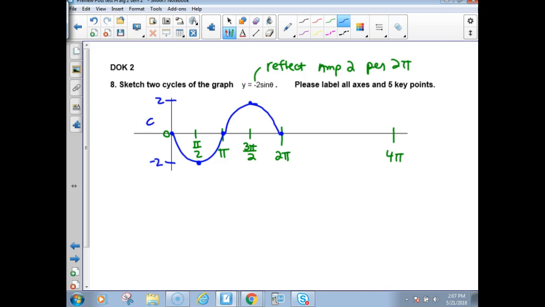Okay, I need to label these points. We got 0, 0, pi over 2, -2, pi 0, 3 pi over 2, 2, and 2 pi 0. After that, I'm just going to extend it by cutting this section in half. All of them. Cut them up. I've had increments of 1 pi over 2, 2 pi over 2, 3 pi over 2, 4 pi over 2. 5 pi over 2 would be the next one. 6 pi over 2, which would be 3 pi. And then 7 pi over 2. And then you can just extend the wave.